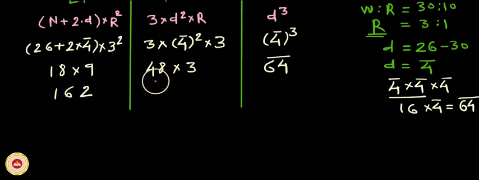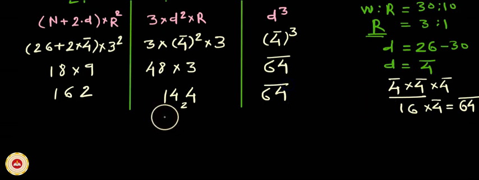162. 48 multiplied by 3. 3 eights are 24. Carry 2. 3 fours are 12. 12 plus 2, 14. Correct? Yes. And write negative 64 as it is here. Now friends, we have calculated 3 parts.